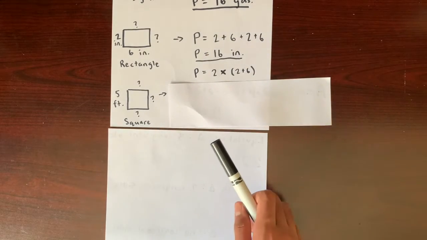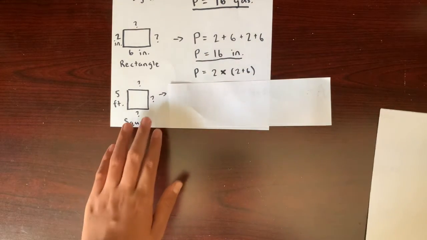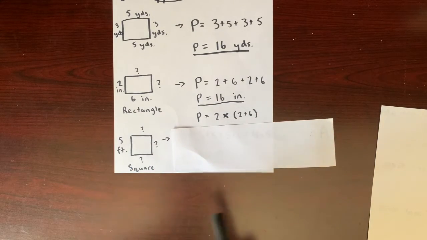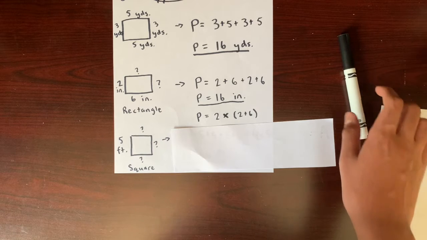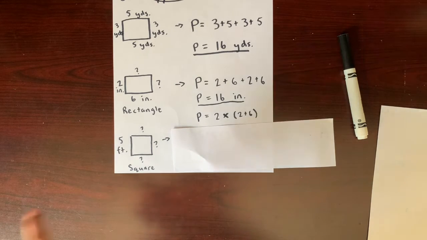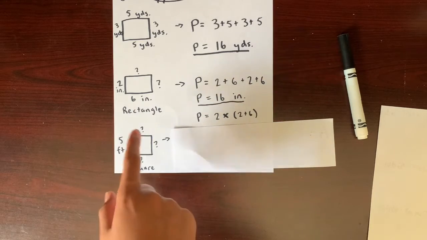So here we have a square, and we're only given one side length. So how are we supposed to figure out the other side lengths? So once again, we have to remember the properties of a square. And one of the main properties of a square is that all sides are congruent, or all sides are the same length. So that means if one side is 5 feet, then all the other sides are also 5 feet.